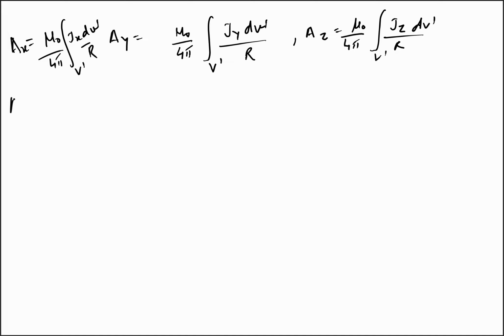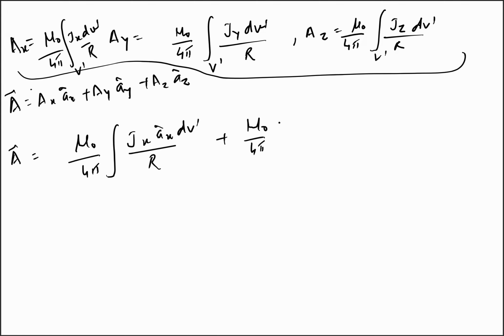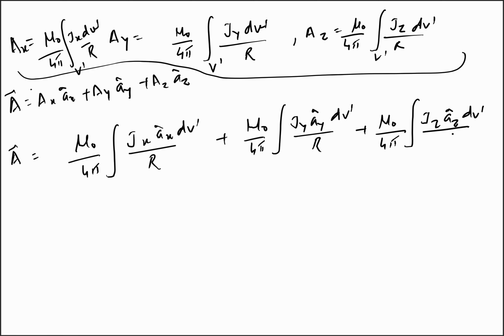So if I write A is equal to Ax plus Ay plus Az, from these equations I can add them component-wise, and then I can have A is equal to mu naught upon 4 pi integral of Jx ax dv dash over r, plus mu naught upon 4 pi Jy ay dv dash over r, plus mu naught upon 4 pi Jz az dv dash upon r, and all this integral is over the same volume where the source current is present.